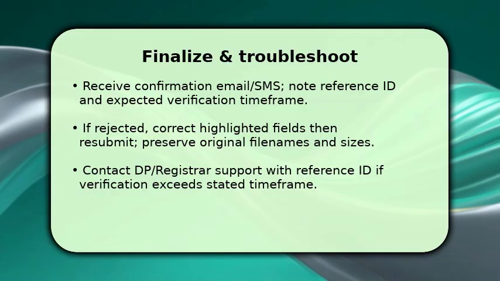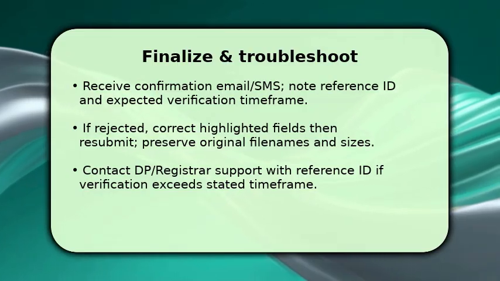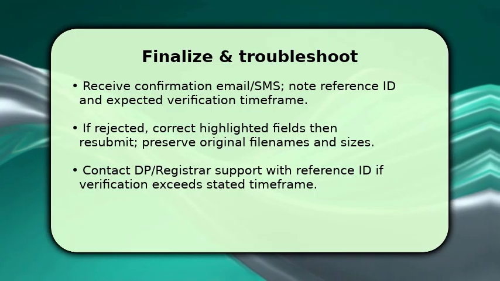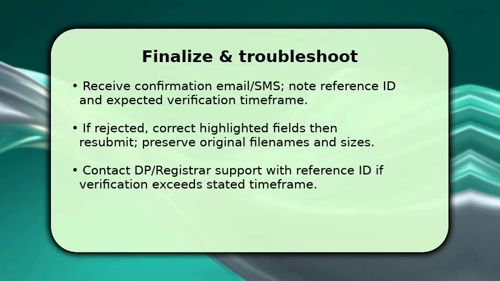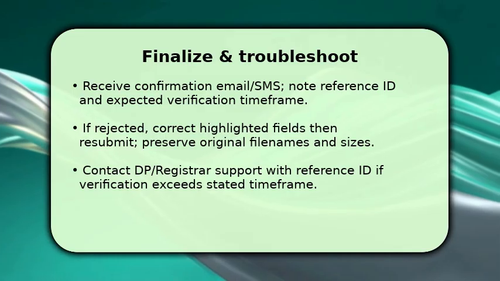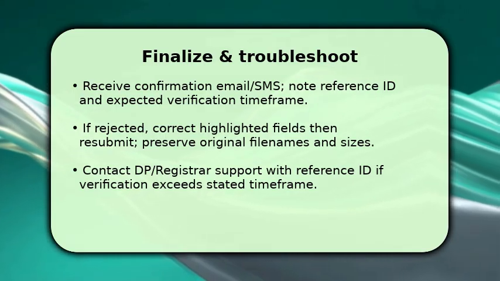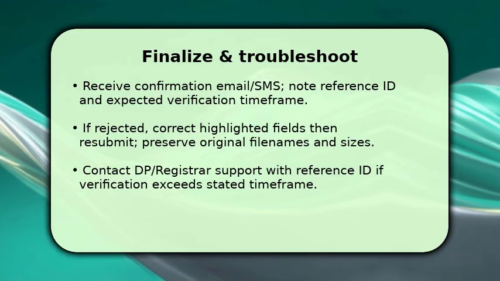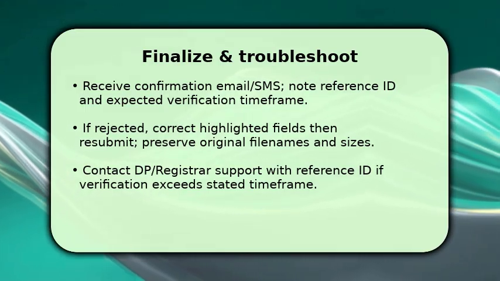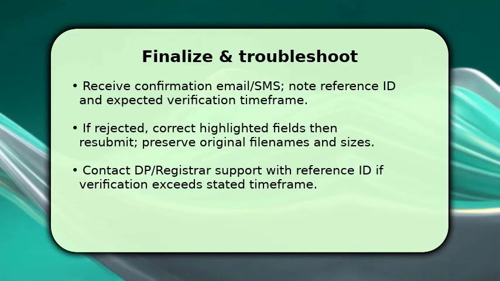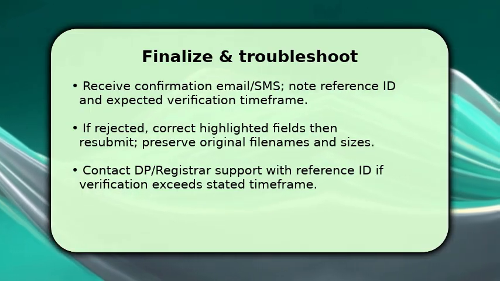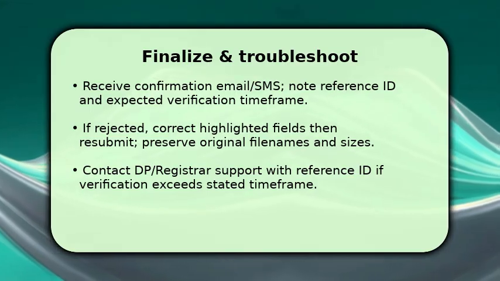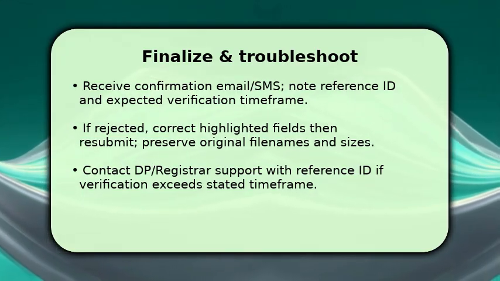You finalize by confirming submission and watching for a confirmation message that includes a reference ID. Save it for follow-up. If the platform flags issues, it will list mismatched or missing items. Fix those specific fields and re-upload precisely, because repeated rejects often come from naming or size problems. If processing exceeds the expected timeframe, contact your depository participant or registrar with the reference ID so they can trace it. This resolves most lingering problems quickly.